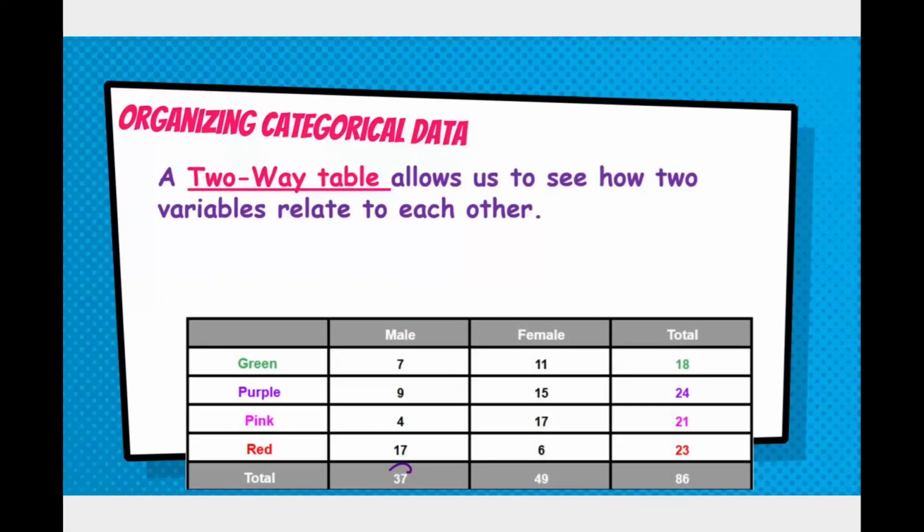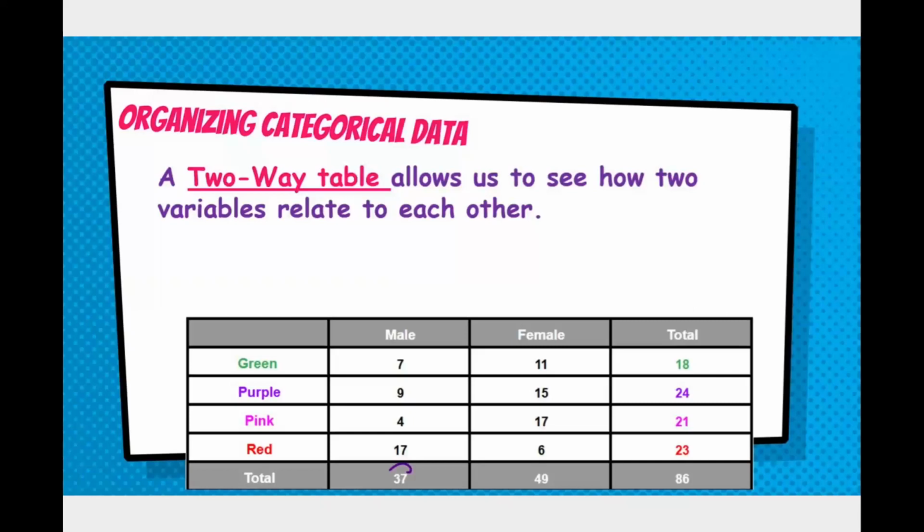Now I have this broken down, and out of that big long list, I can see 7 males preferred green, 11 females preferred green. That means 18 total people out of the 86 people that I had preferred green, and so on and so forth. We can see totals both going vertically and horizontally on this table.